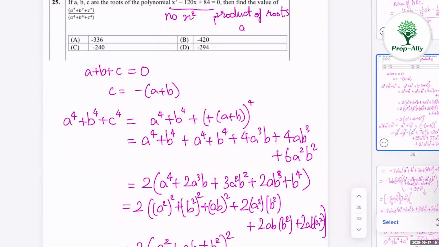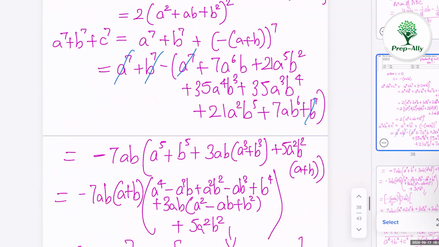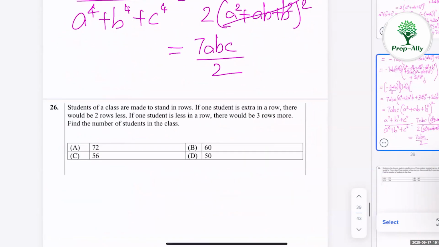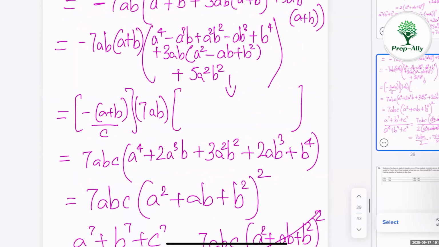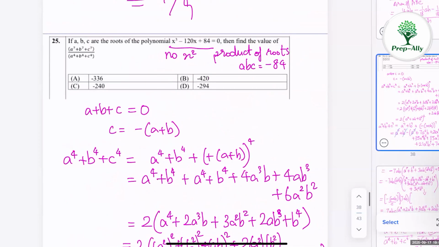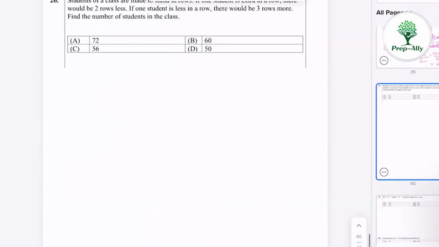That is ABC equal to minus 84. Now if you put this here, we have 7 times minus 84 by 2, which is equal to minus 294. So the answer to this question is option D, minus 294, right?